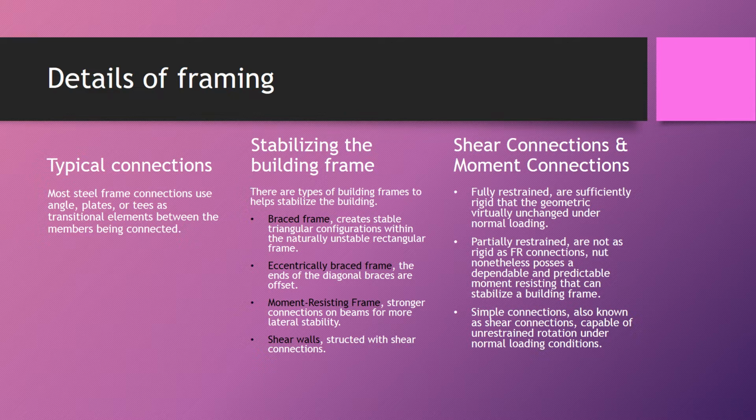Then we've got the shear connections and moment connections. Fully restrained connections are sufficiently rigid that they are geometrically virtually unchanged under normal load. Partially restrained connections are not as rigid as FR connections, but they possess a dependable and predictable moment resistance that can stabilize a building frame. And then simple connections, also known as shear connections, capable of unrestrained rotation under normal loading.